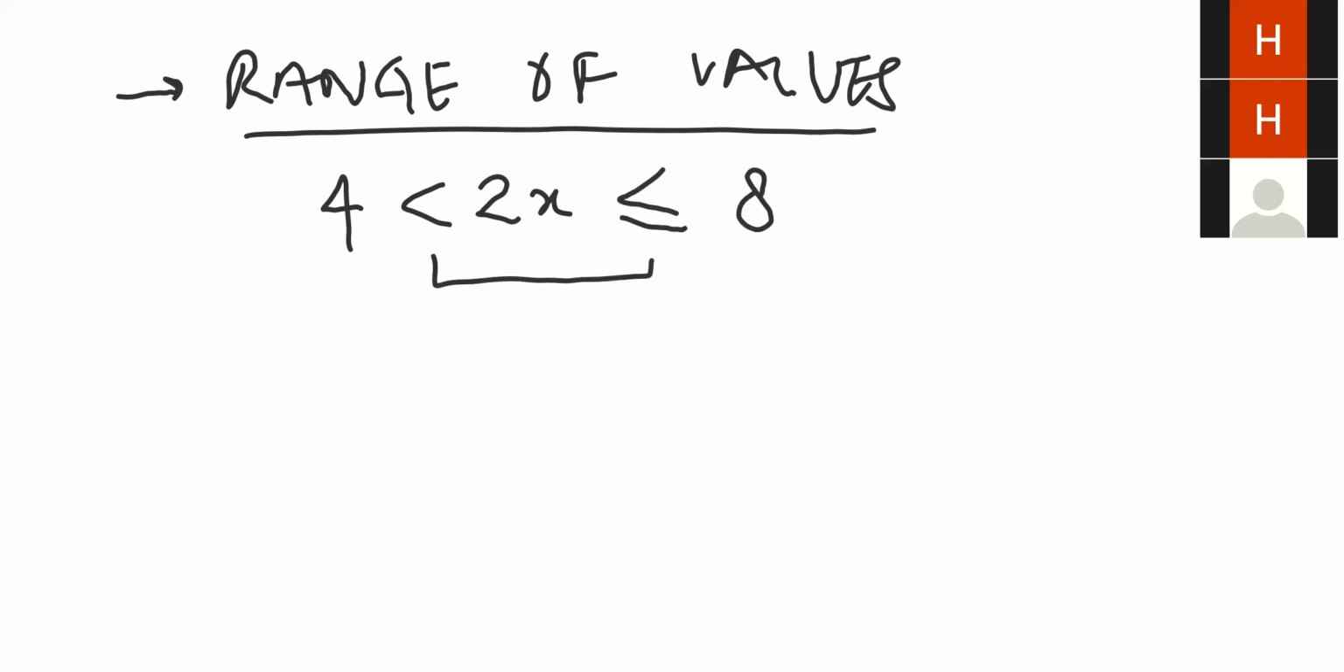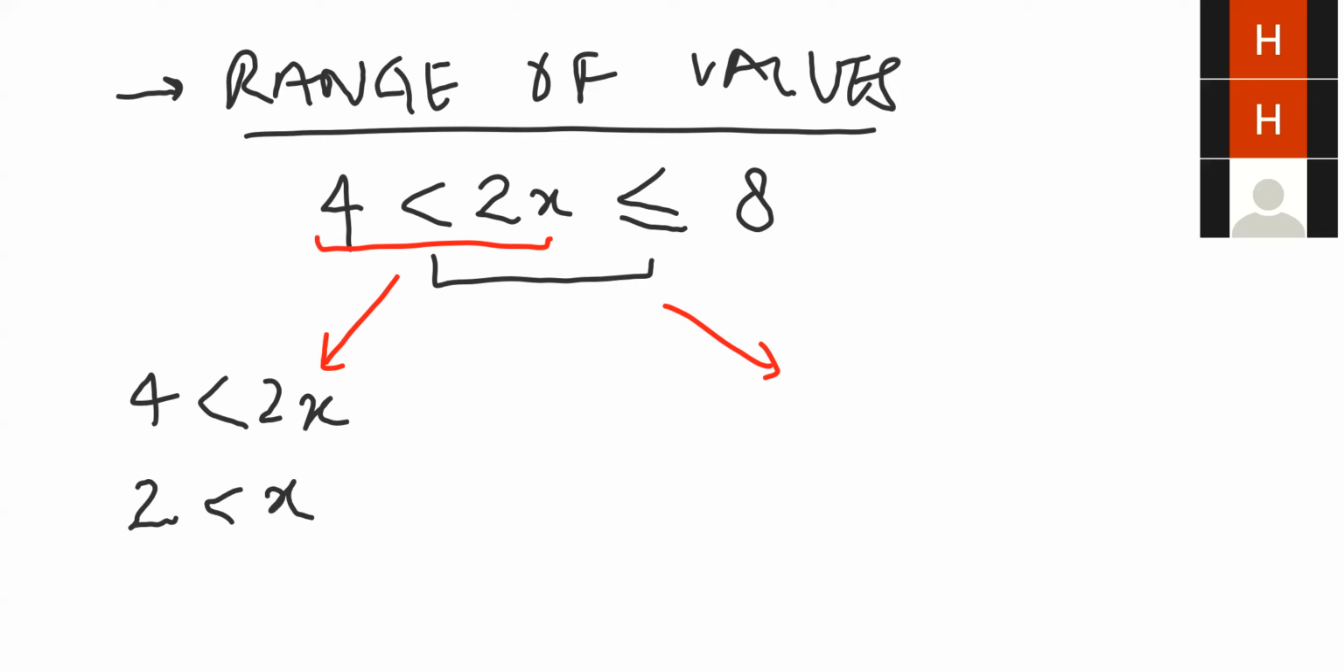So what we'll be doing is dividing this particular inequality into two different sums, two different equations. I'll be taking the first part as the first one and the second part as the second one. In the first part, I'll be having 4 and 2x. So my equation becomes 4 is less than 2x. Therefore, my x becomes 4 over 2, which gives me 2 is less than x, or x is greater than 2.